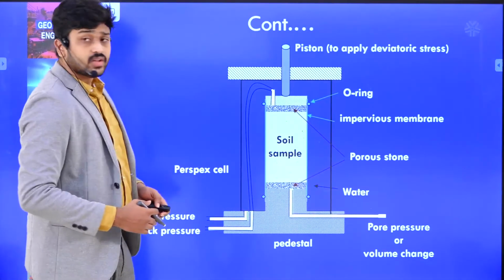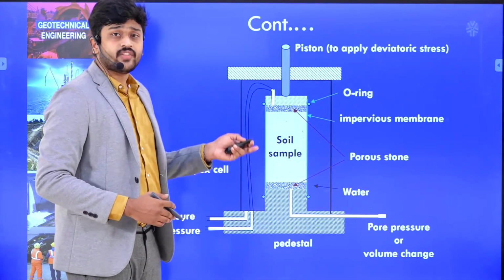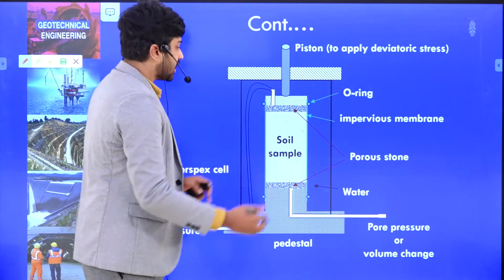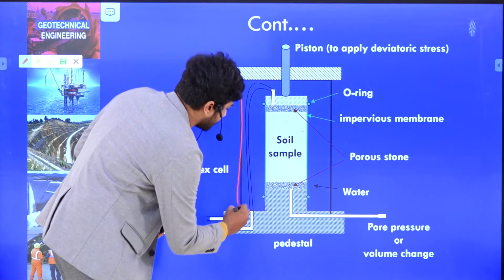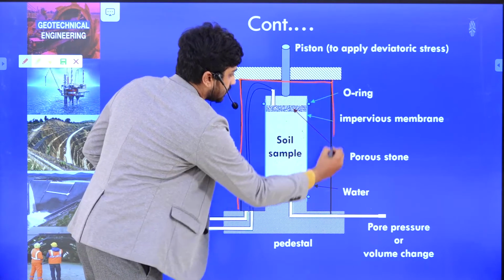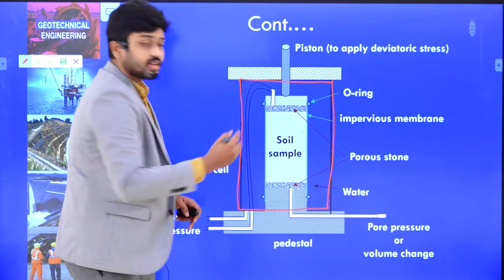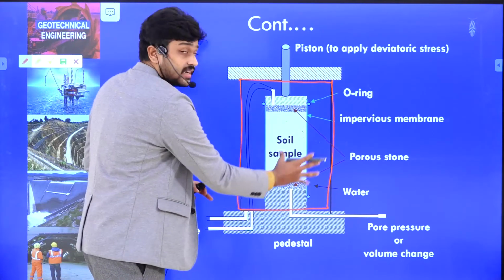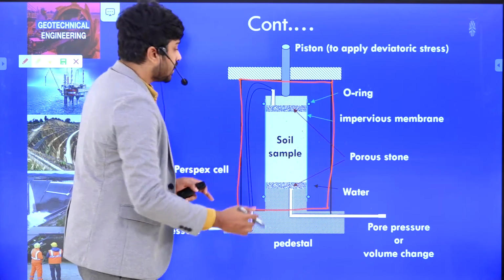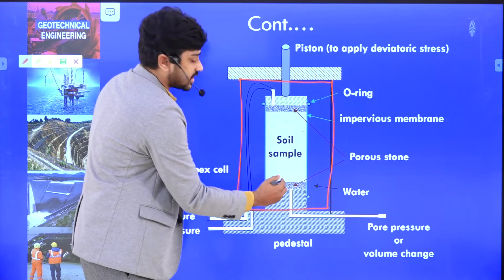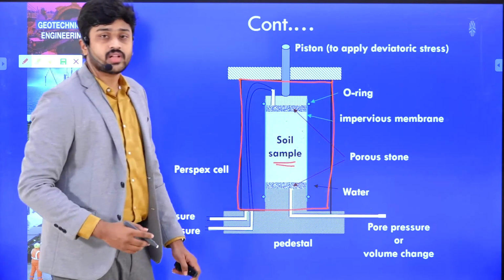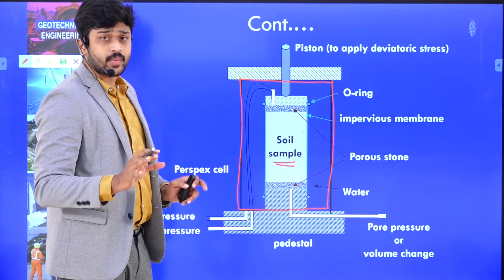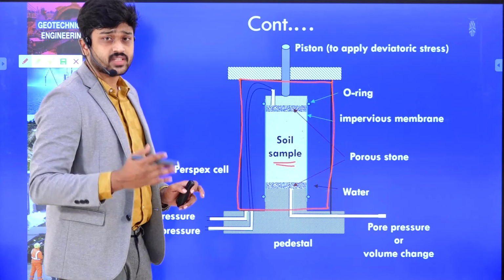Now, this is the typical arrangement of a triaxial apparatus. If you look at this outer line here, this is the casing of a triaxial apparatus where this entire container is hollow, and we place the test soil sample in it, of a standard dimension, say 38 mm diameter and 76 mm height.